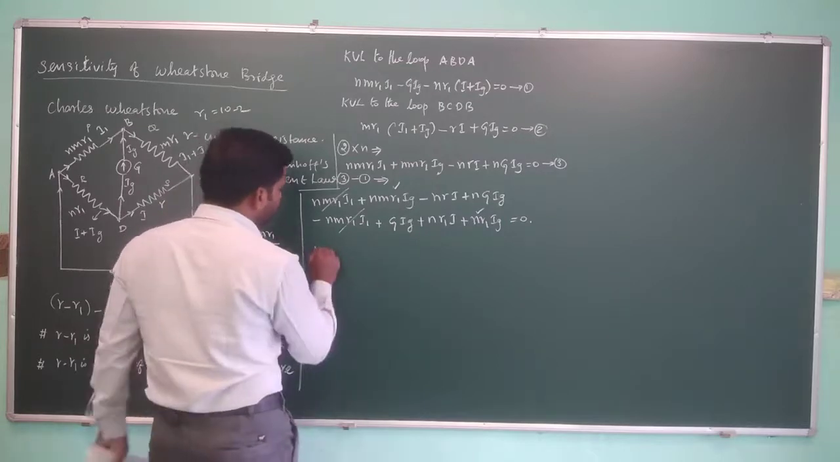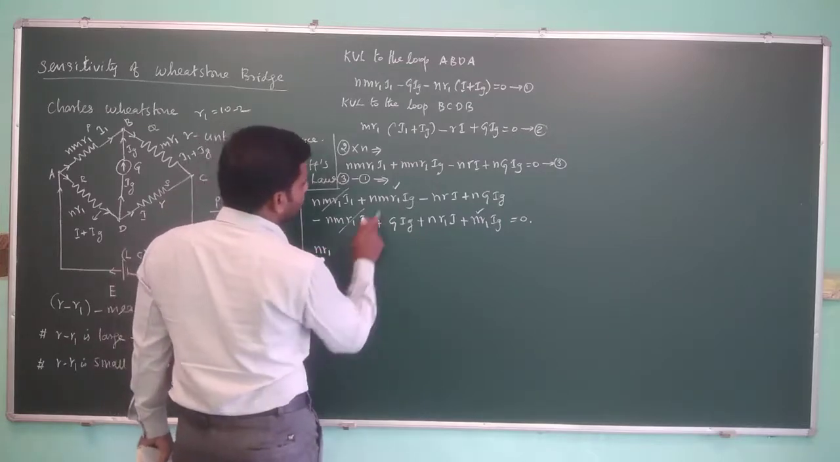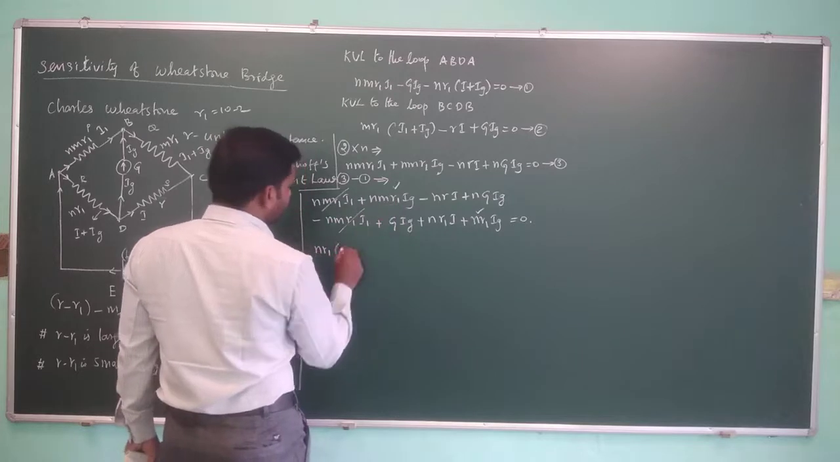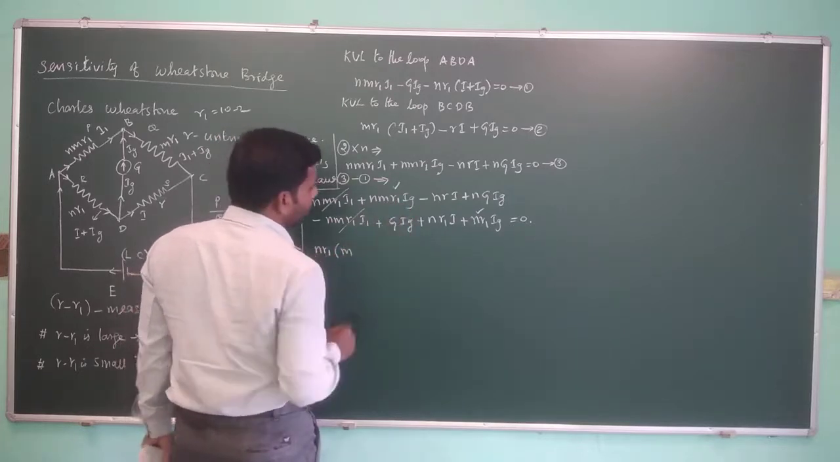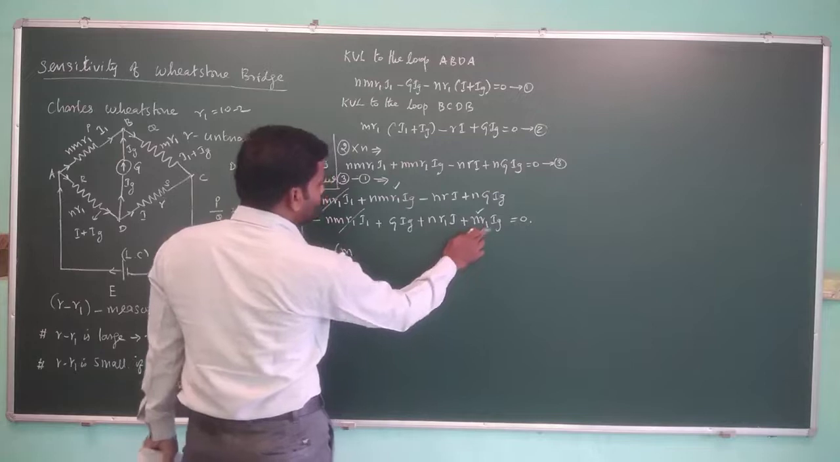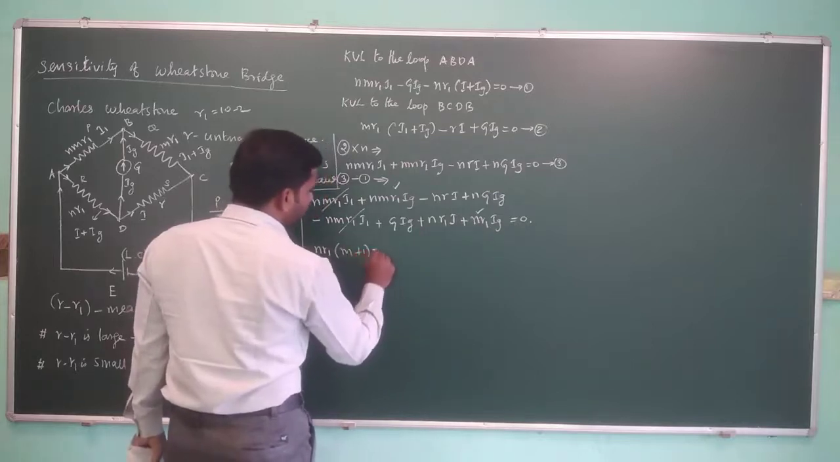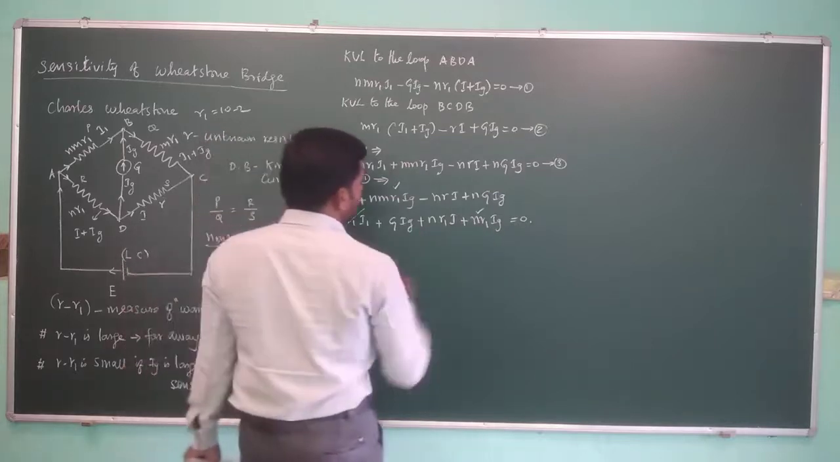Yeah, let's take n r1 as common. So in this, it will be m... Ig also we are going to take as common. n r1 is common, so this is (n plus 1) multiplied by Ig. So this and this, okay.